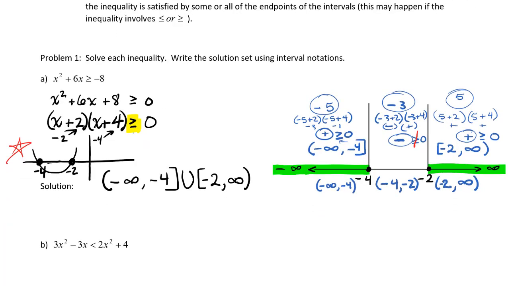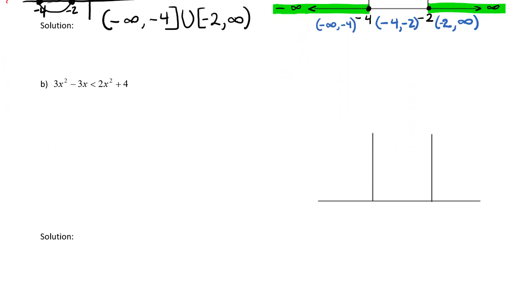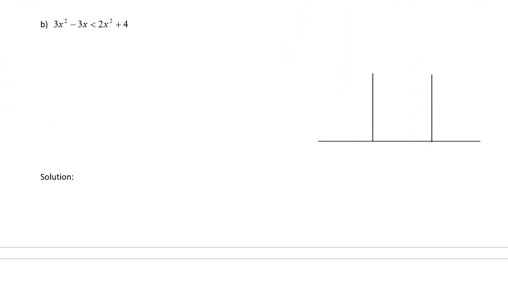And then you will find that it also works for rational functions because the rules for multiplication and sign numbers are the same as the rules for division with sign numbers. In this next example, we have 3x squared minus 3x is less than 2x squared plus 4. I'm going to subtract 2x squared from both sides and subtract 4 from both sides to get x squared minus 3x minus 4 is less than 0.